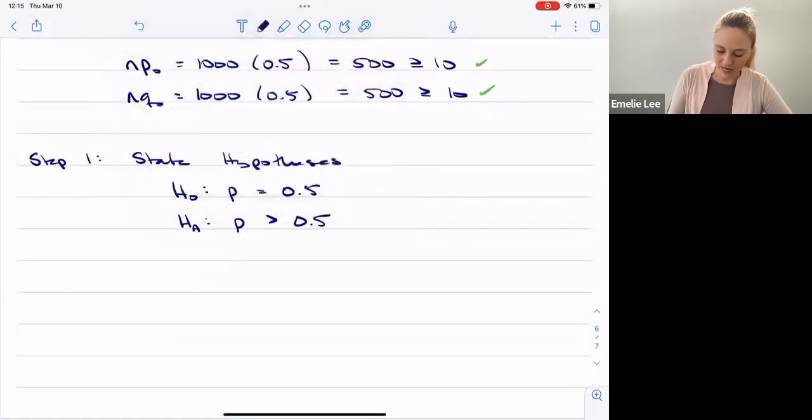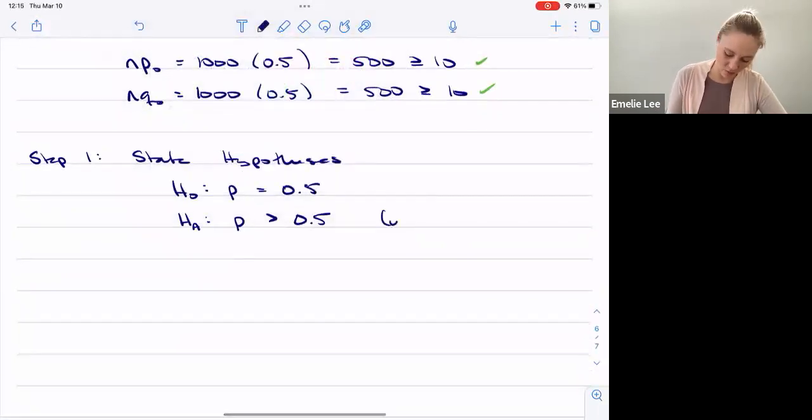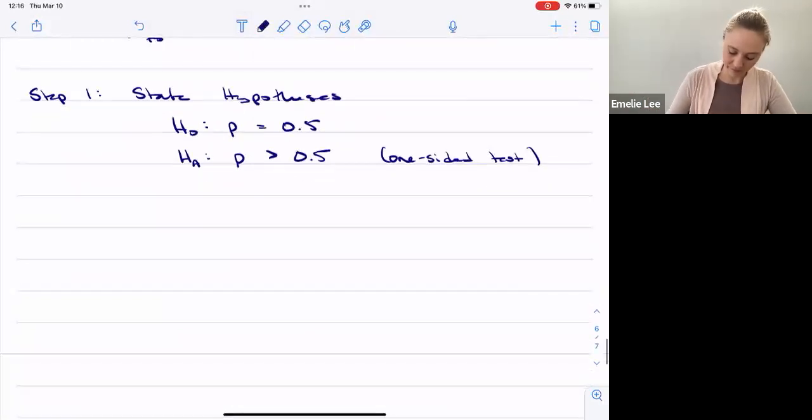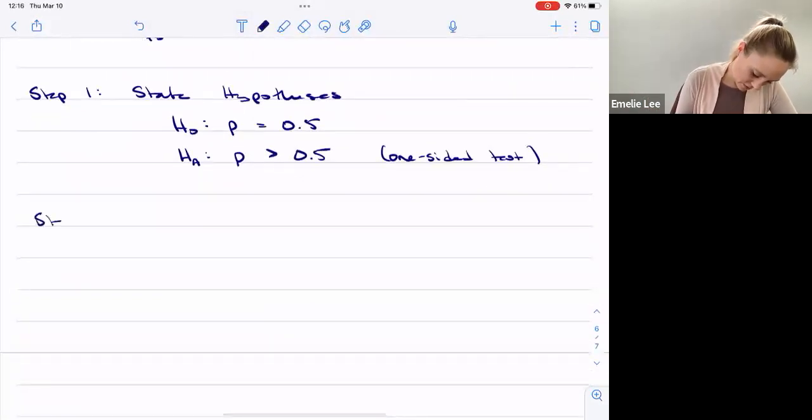Now, usually I make a little note here that this is a one-sided test. I don't need that until finding the p-value, but that tells me that the p-value is only going to be in one of the tails. Step 2, do the test.